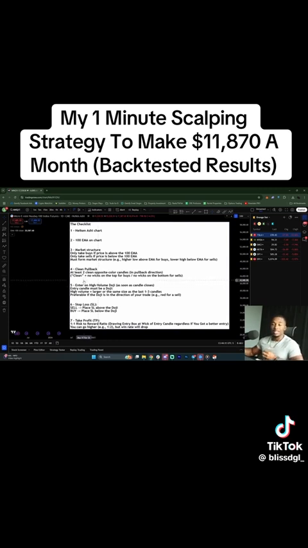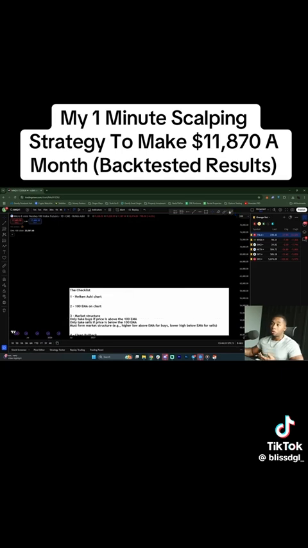Next, we want to see a clean pullback. This strategy is a pullback strategy. We're taking this strategy based off where the market is going and having small reliefs or small pullbacks, and we're hopping in when price continues in the overall direction. So what does that look like?